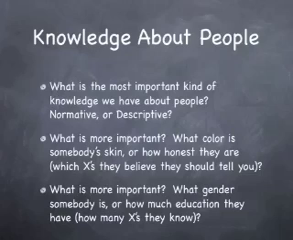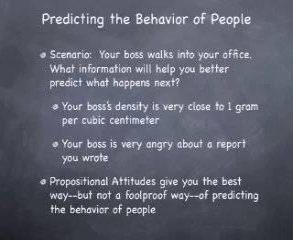What is more important, the gender somebody is or how much education they have, how many X's they know? And knowledge is also a propositional attitude. So, yeah, I think it's pretty clear. The most important thing to know about people is really their propositional attitudes, which are far more important than any particular physical fact about them. Right? Now, suppose you're going to try and predict the behavior of people.